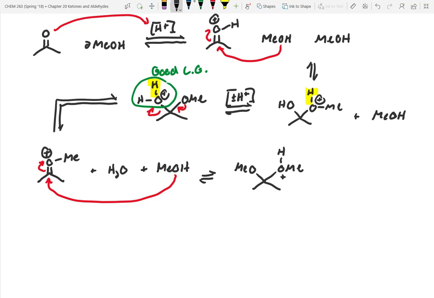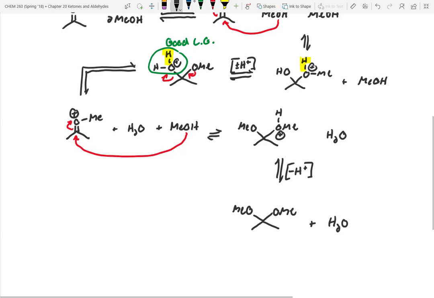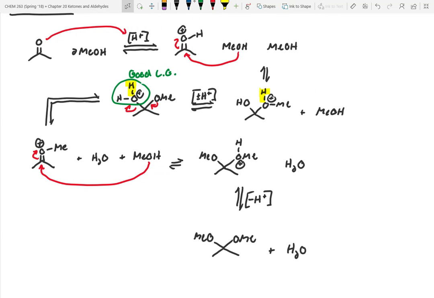But the methanol that added in still has its proton floating around. So at the very end, what you're going to do is lose a proton. So I'll do minus H plus, to get to your final product, and water. All right, so it's a kind of steppy reaction. It's a bit complicated, and there's a lot to keep track of. If we look at this, water is the byproduct.